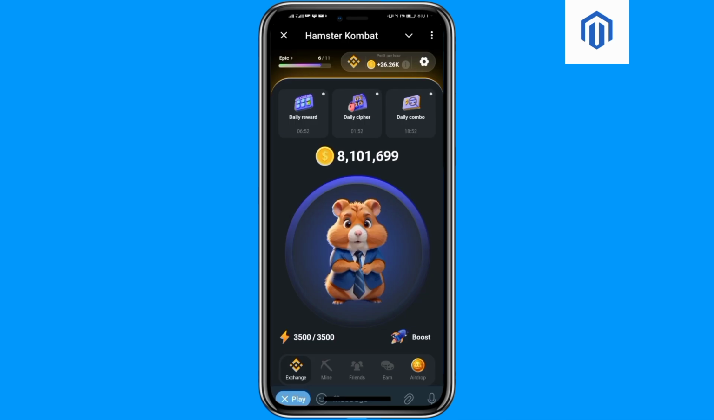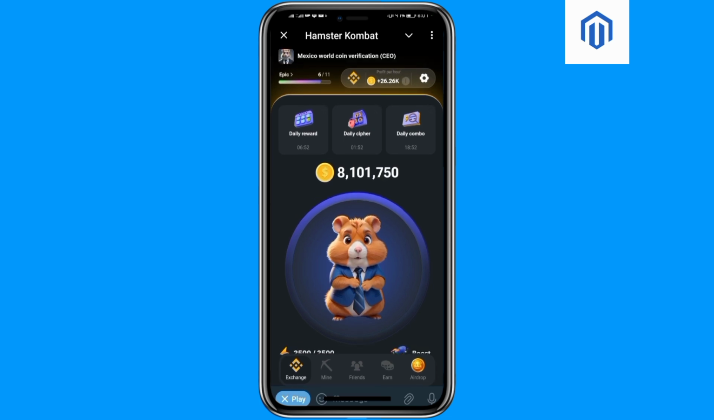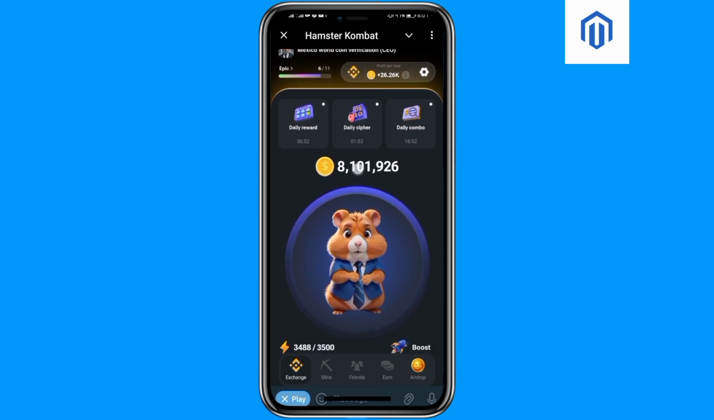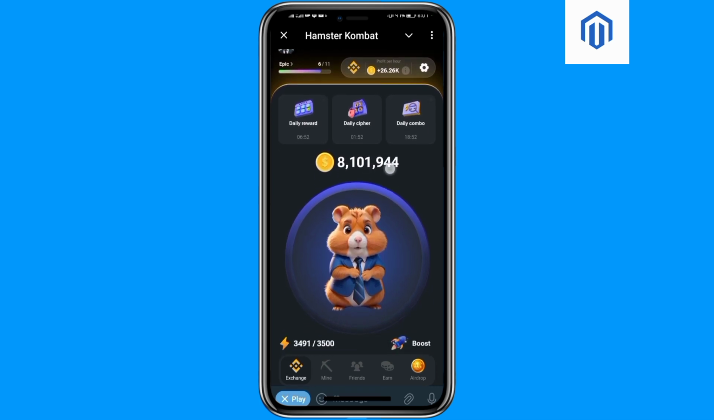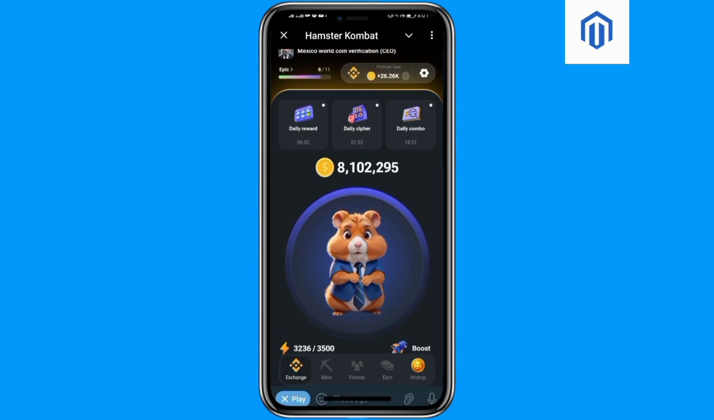Alright, for those who don't know the profit per hour, when you come to the exchange button here, this one is the profit per hour. The profit per hour means that every hour, even if I close Hamster Kombat, I'll be gaining 26.26 thousand coins. So this means on this balance here, which is 8.1 million coins, I'll be adding 26,000 coins every hour. Even if I'm not mining, as you can see, when I'm mining with my hands, this is just mining manually. But this one is the automatic profit per hour I'll be earning.